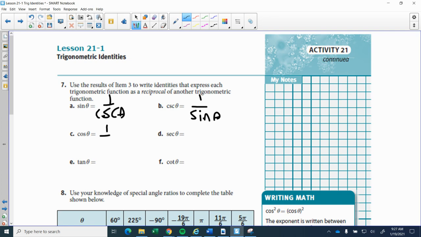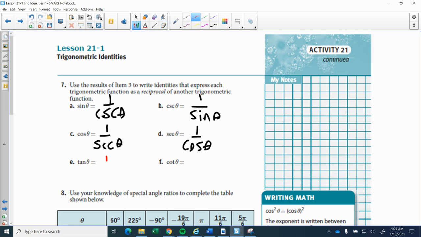Cosine's the same way. Our identity to that is 1 over secant. And identity of secant is 1 over cosine. Last but not least, tangent, and I'm going to write these in a different color because these can have two different ways to write it. It is either 1 over cotangent of theta, or it could be, not cosine, excuse me.